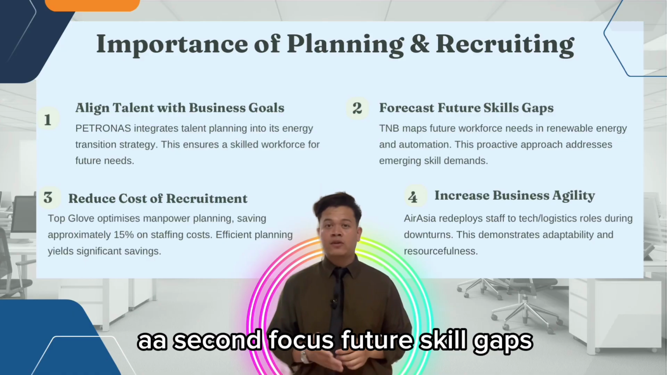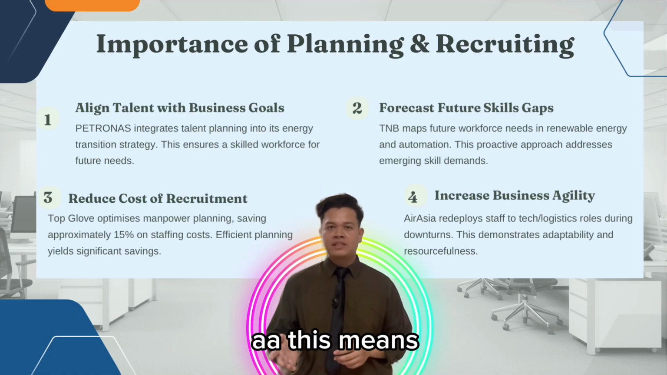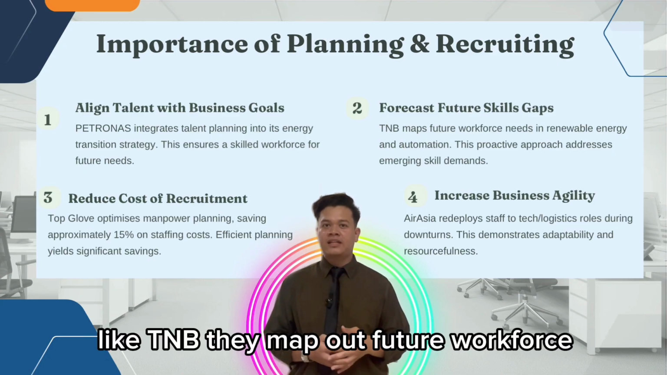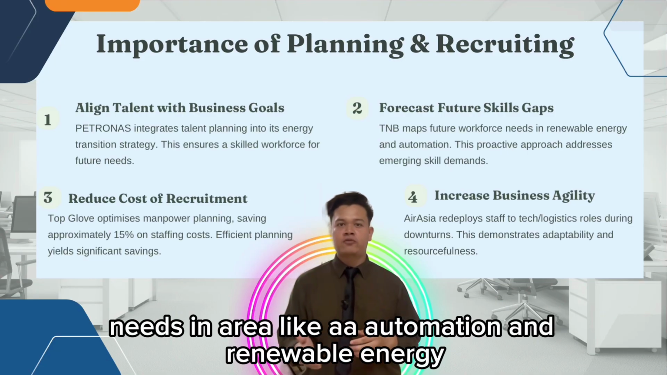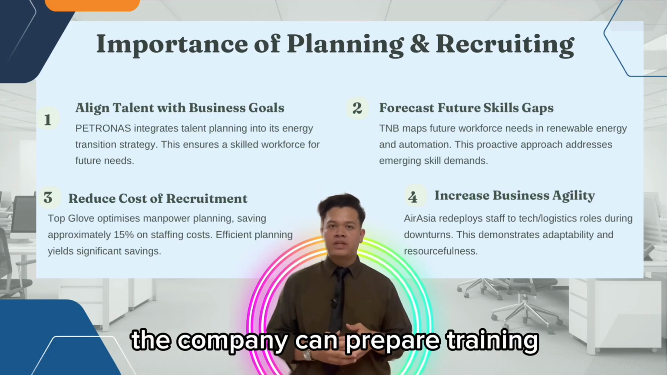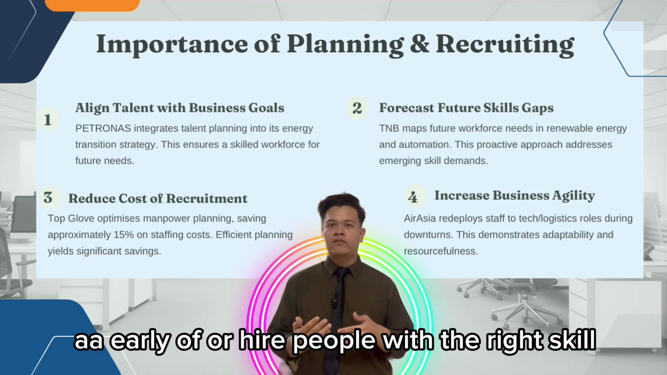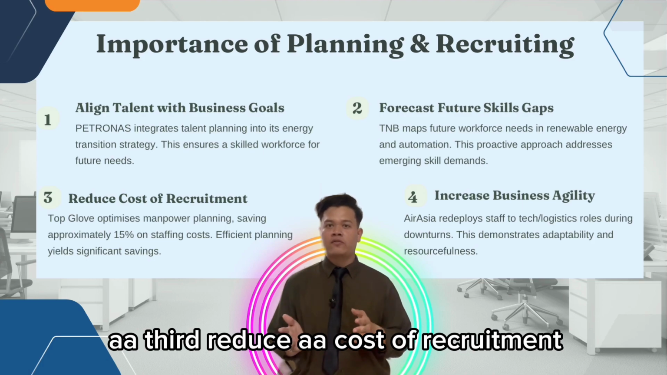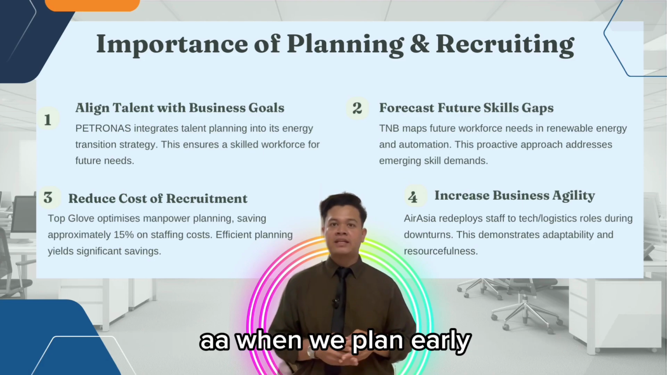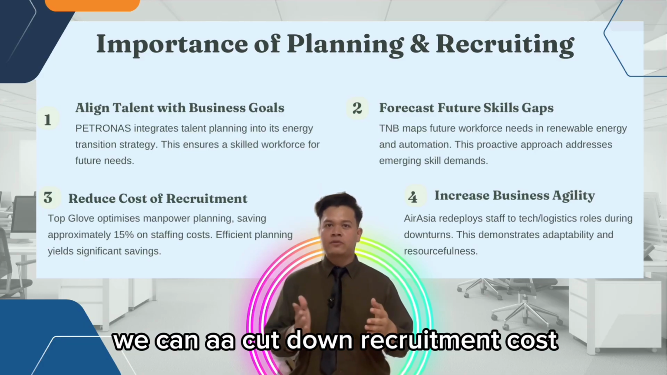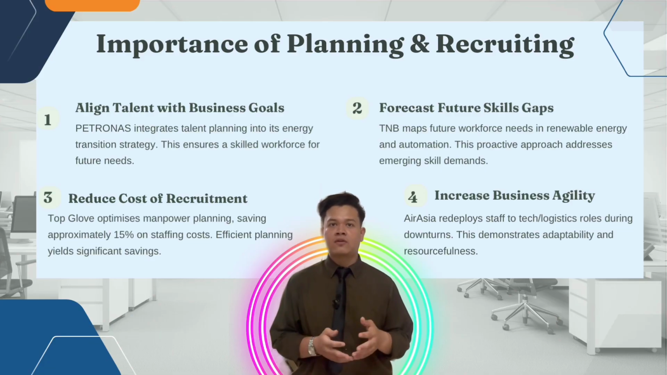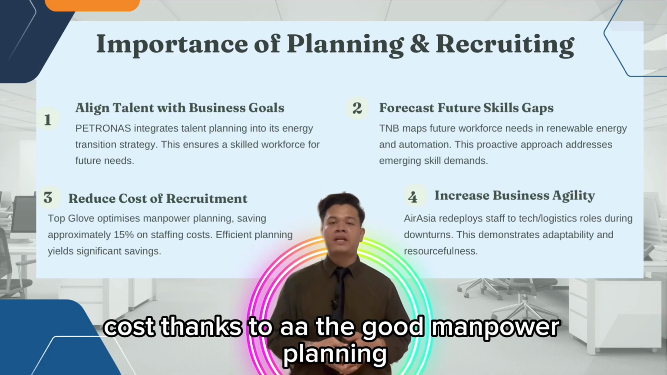Second, focus on future skill gaps. This means predicting what kind of skills will be needed in the future. Like TNB, they map out future workforce needs in areas like automation and renewable energy. With this approach, the company can prepare training early or hire people with the right skills. Third, reduce cost of recruitment. When we plan early, we can cut down recruitment costs. For instance, Top Glove saves around 15% on staffing costs thanks to good manpower planning.